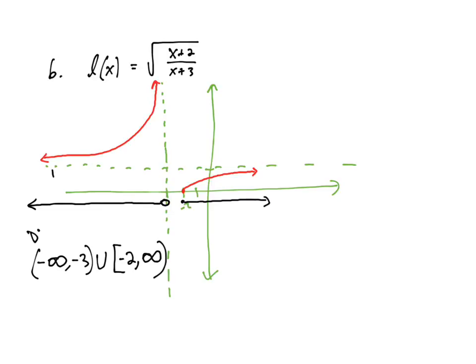And that's written in interval notation. In set notation, we would say that the domain is all x such that x is less than negative 3 or x is greater than or equal to negative 2. Either way here is appropriate. This question is, like I said, the most challenging one. You wouldn't really be expected to do this without a graphing utility, like a graphing calculator.